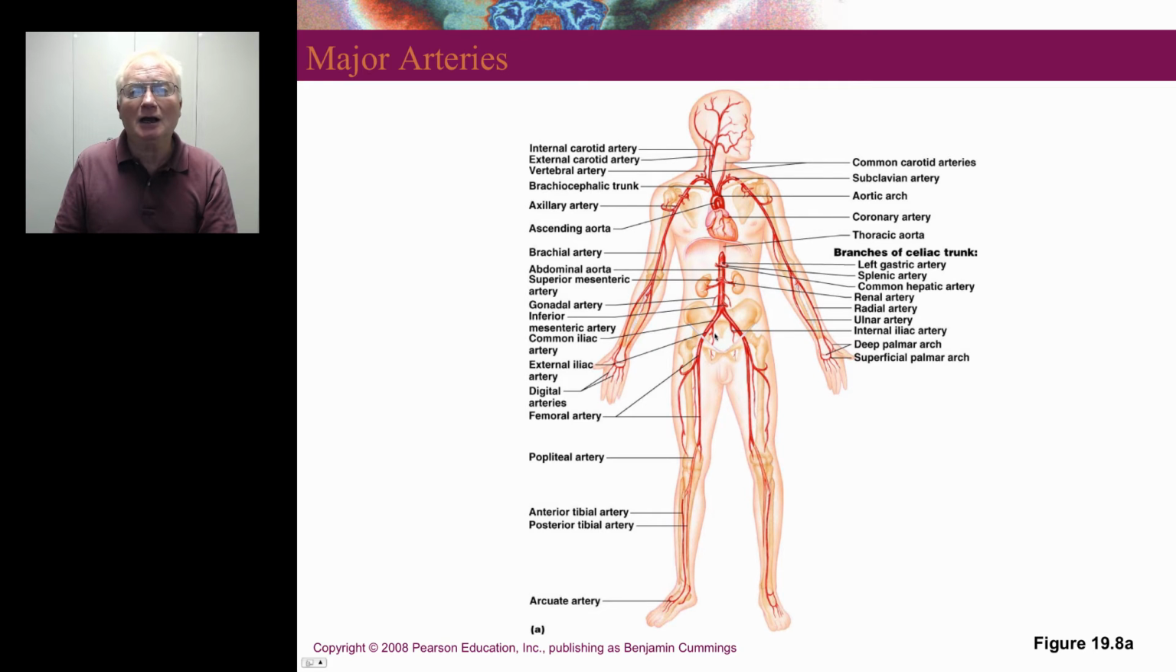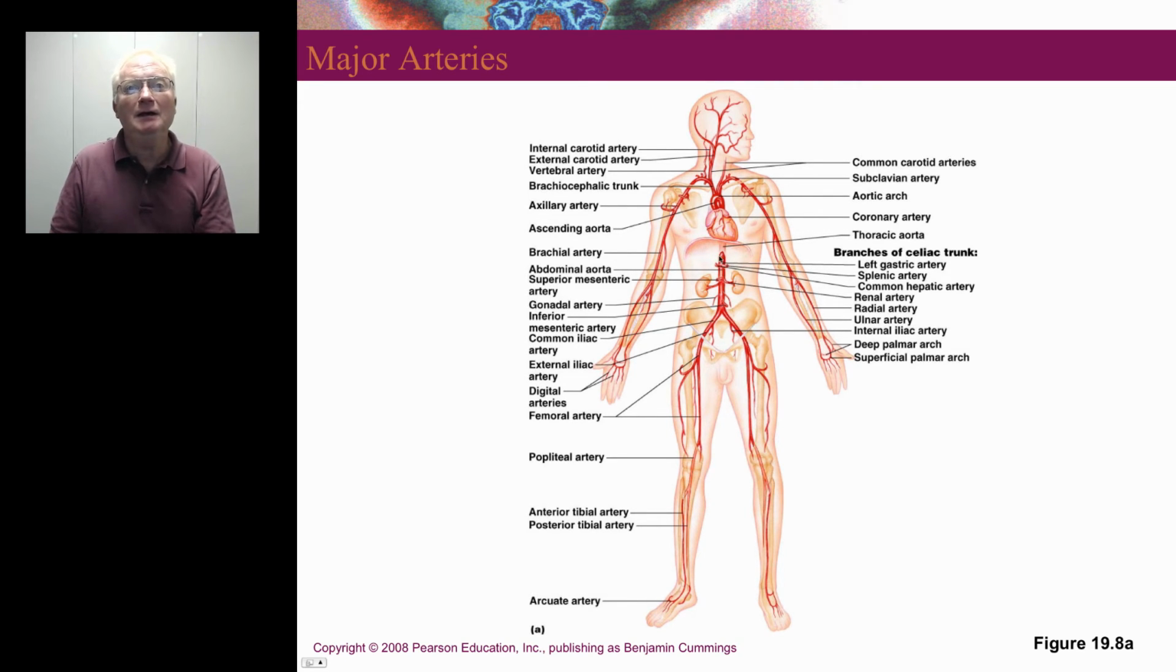The external iliac artery supplies the superficial structures of the pelvis and the skin of the inguinal region. The internal iliac artery continues deep, and it becomes the femoral artery, which splits into the popliteal artery, the anterior tibial and the posterior tibial artery, and then finally supplies the foot and the toes in the arcuate artery.